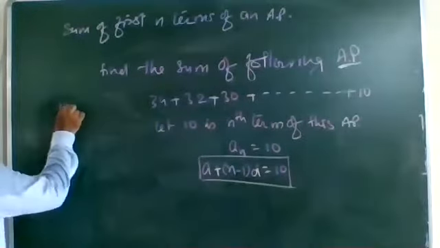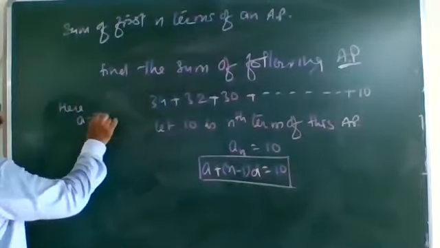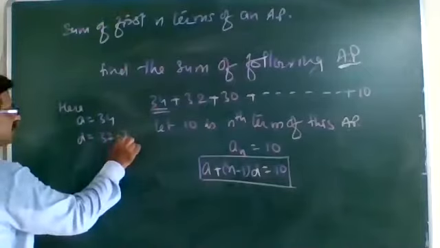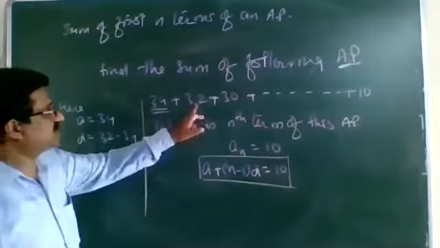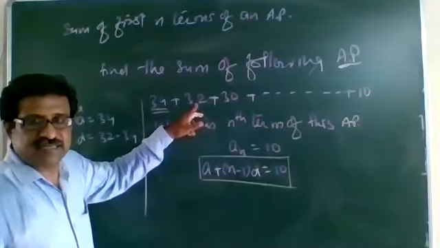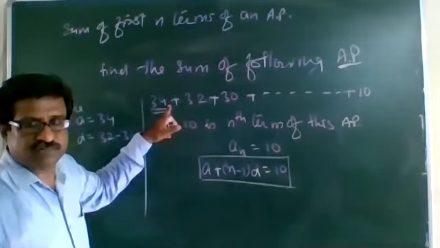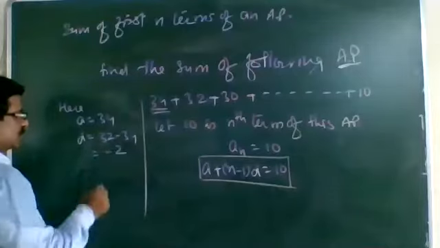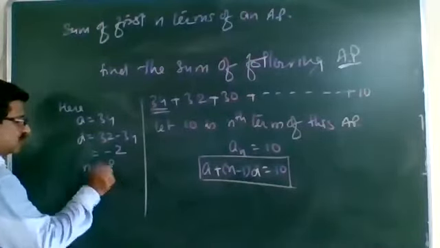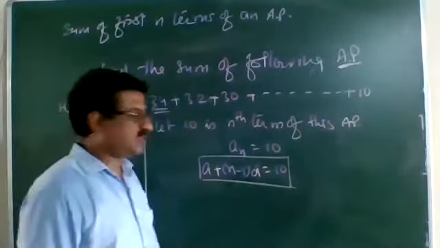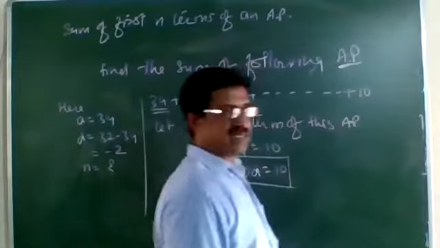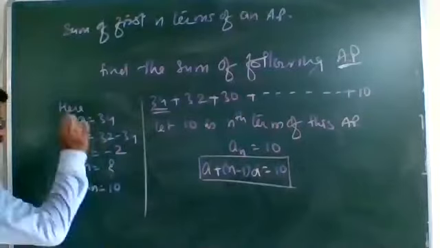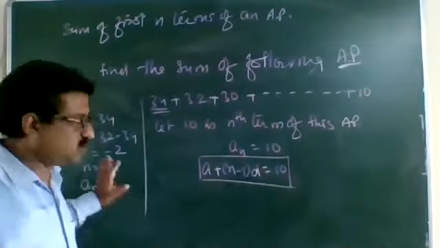Now here a is 34. d is 32 minus 34. Always from the second term we have to subtract the first term. 32 minus 34 becomes minus 2. The number of terms is not given, and the value of the nth term, that is an, is given as 10. These are the values given.